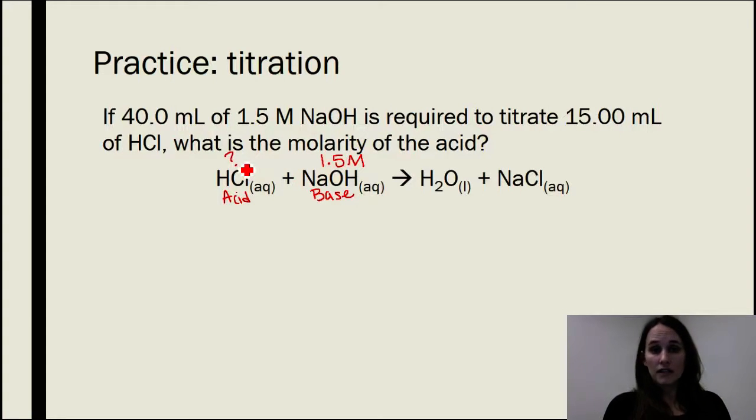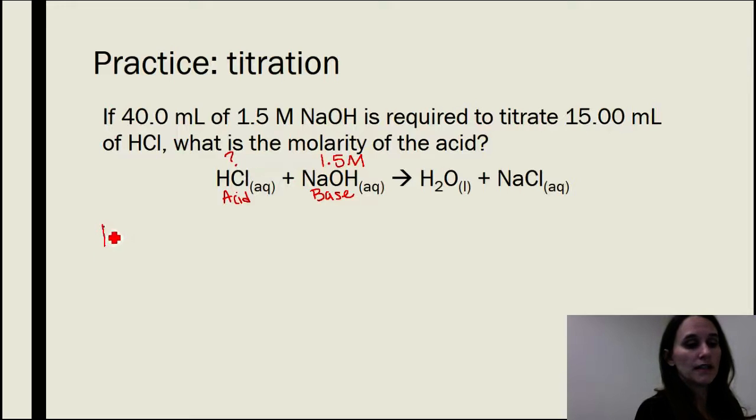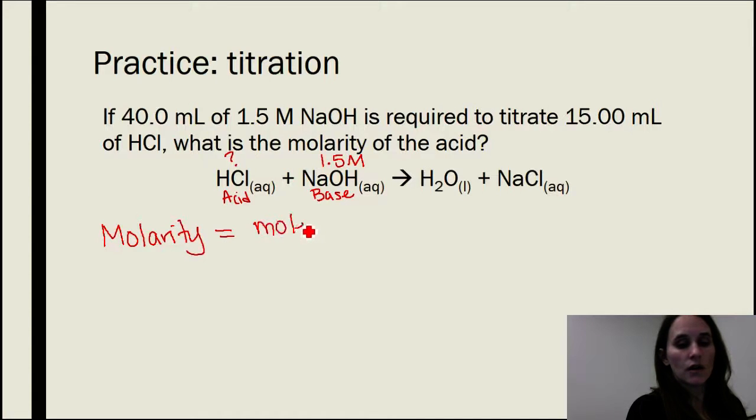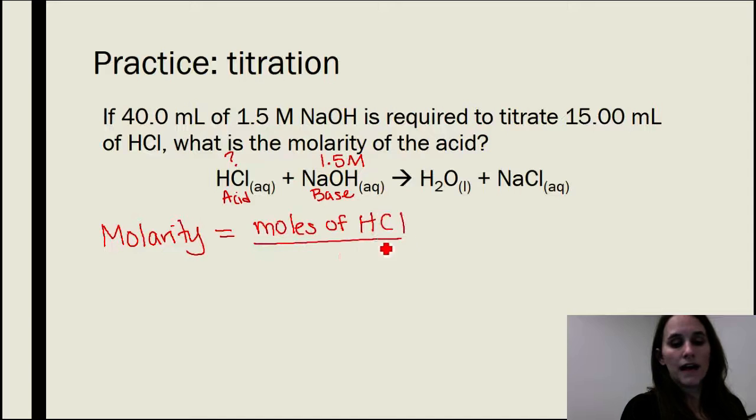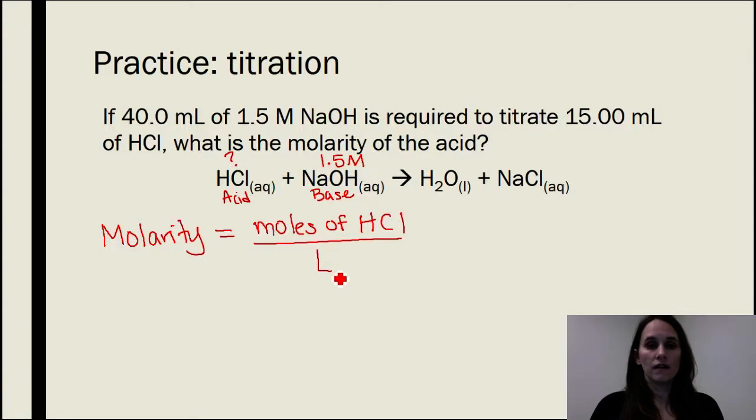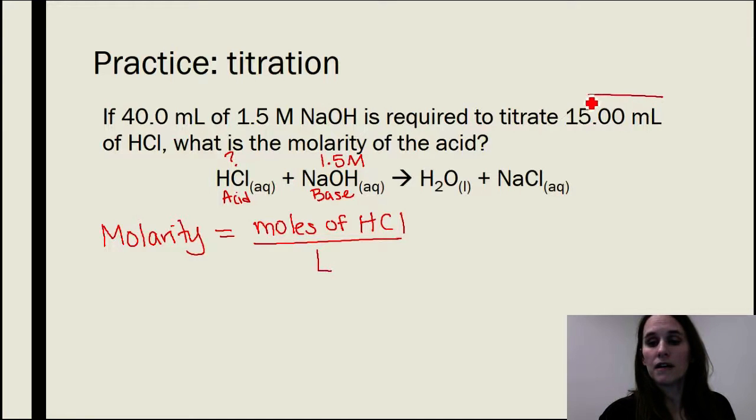And remember, to solve for concentration, we're really saying what's its molarity. So molarity is moles of HCl divided by liters of HCl. We actually know the volume already; it's up here. We started off with 15 milliliters of HCl.